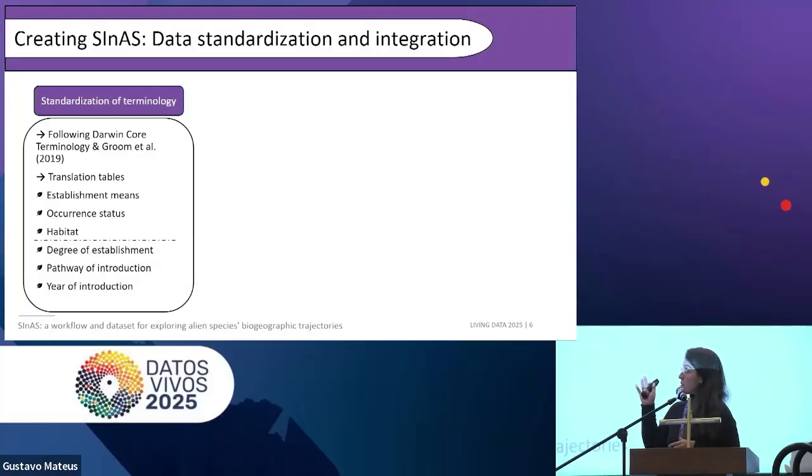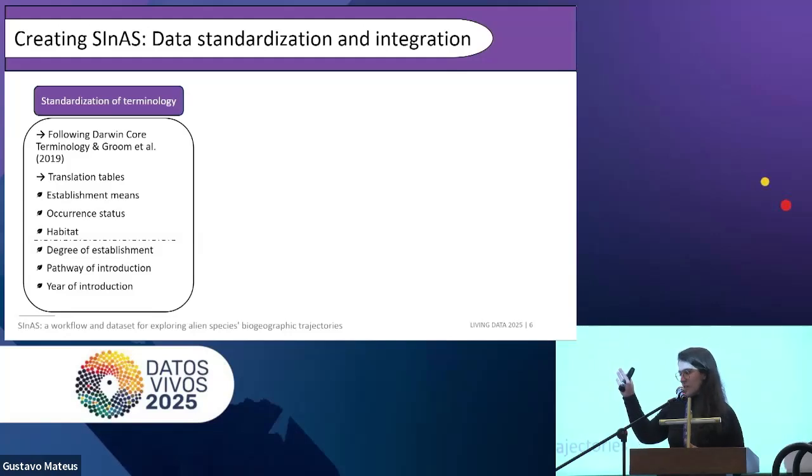We standardize this data using translation tables. We have on the left the old terms and on the right the new terms, and we are just keeping the new standardized terms. The variables that we kept, as I mentioned, are shown there. The establishment means was our most important variable because it's the one that tells us whether a species is native or introduced in an area. We also have information on the occurrence status, so whether a species is present or absent right now. For some species, we could gather information on their habitat.